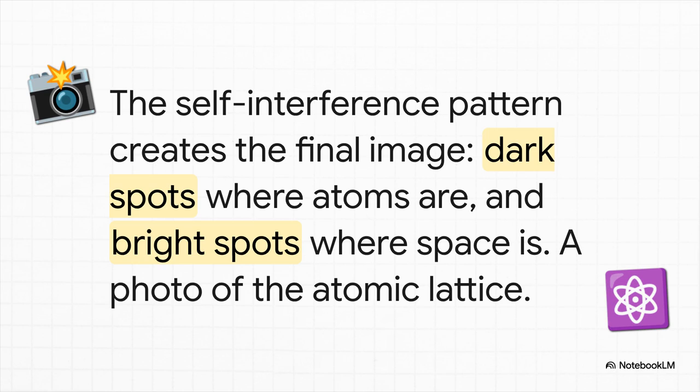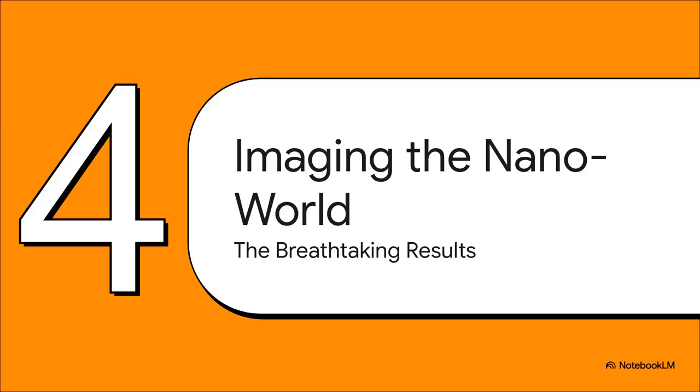You get dark spots where the atoms are and bright spots where there's empty space. It is a direct photograph of the atomic structure. So let's just recap. We went from a single lonely electron to a quantum wave to an invisible map to a clever optical trick. So what are the results? What can this incredible quantum camera actually show us?